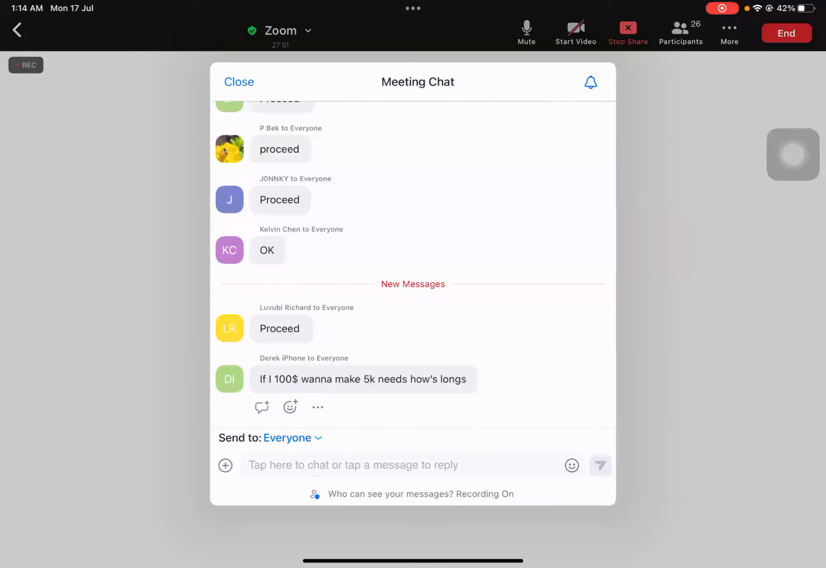If you want to make 5K, I think minimum you have to take like 2 to 3 months. If you really want to get $100 to 5K, it takes 2 to 3 months, but I'm not suggesting that. I would say you're better off having $1,000 if you really want to make 5K. Every week you target 20%, so I think within 3 or 4 months you can get your 5K ready.